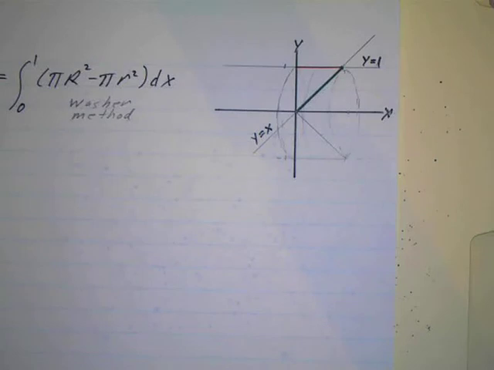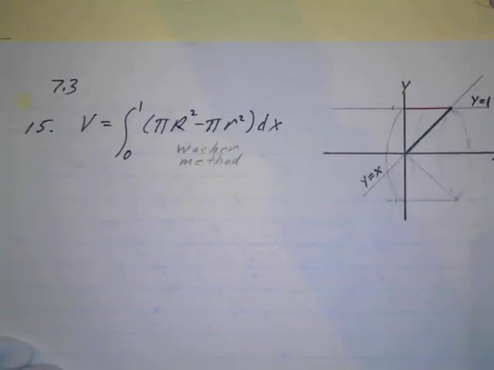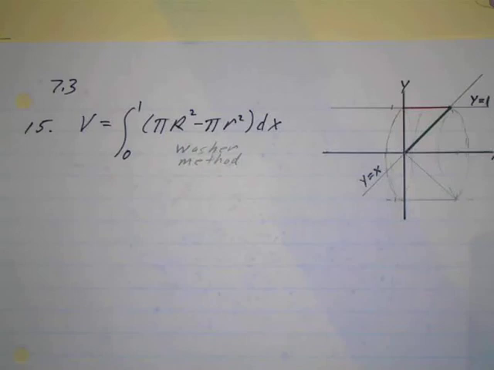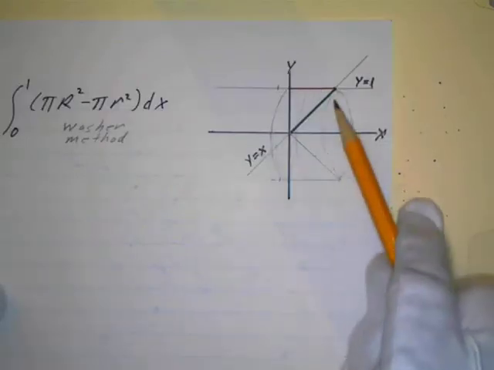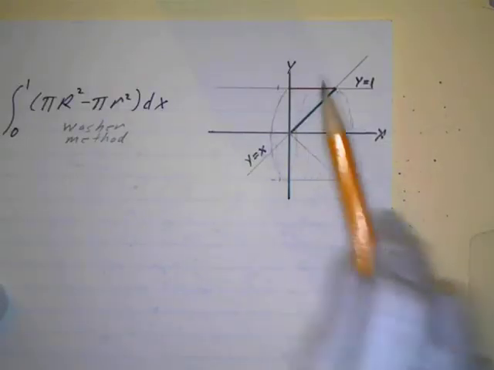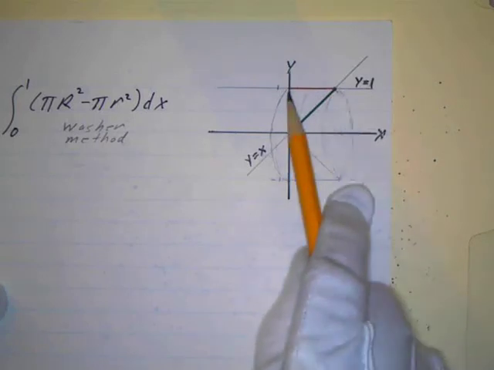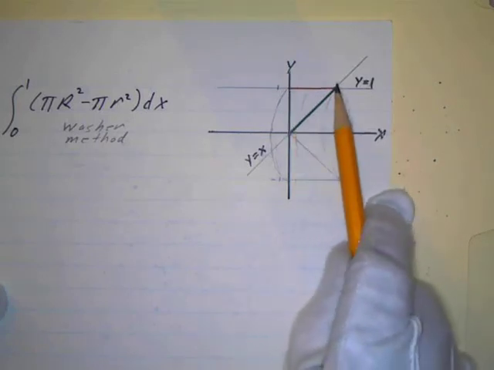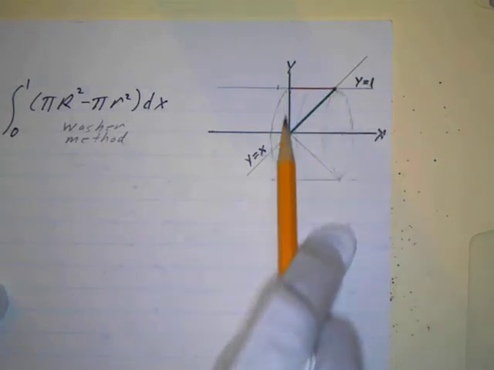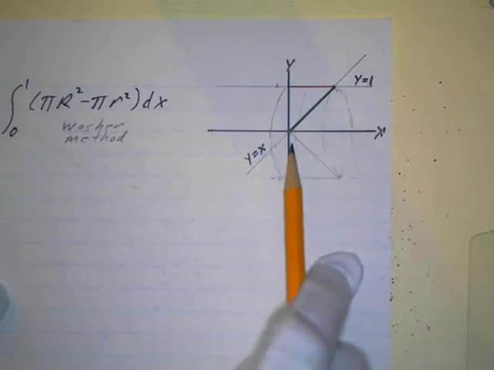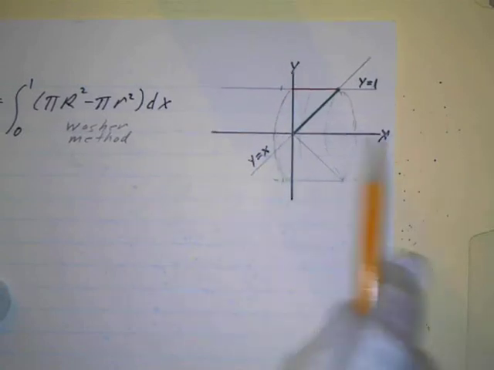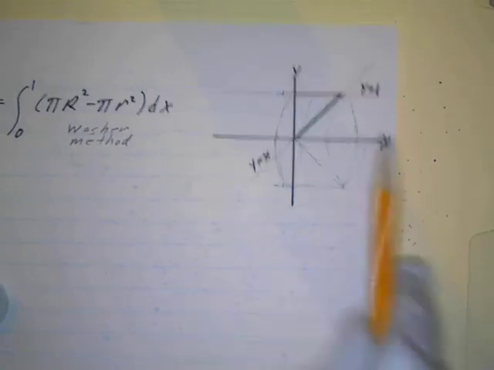Okay, this is number 15 in 7.3. What that says is we want to revolve this region, and the region is bounded by the line y equals x, that's this diagonal line here, y equals 1, that's this horizontal line, and then x equals 0, a vertical line, which is actually the y-axis. And we're going to revolve that around the x-axis.